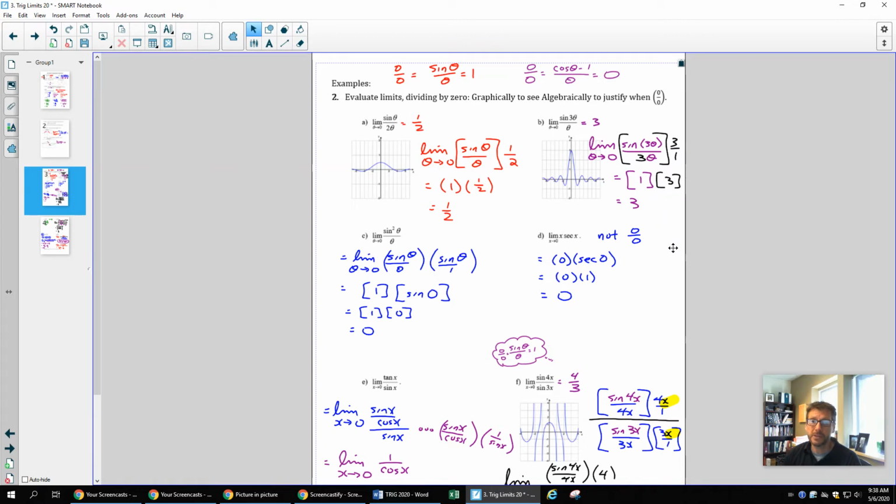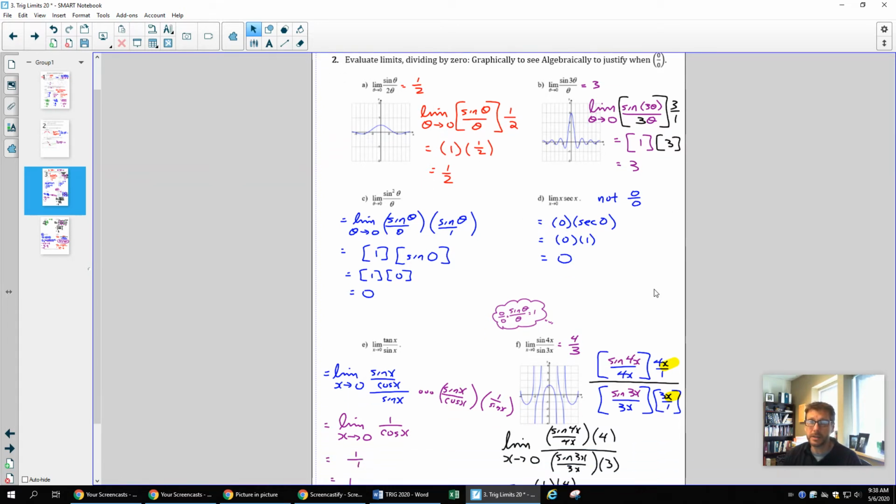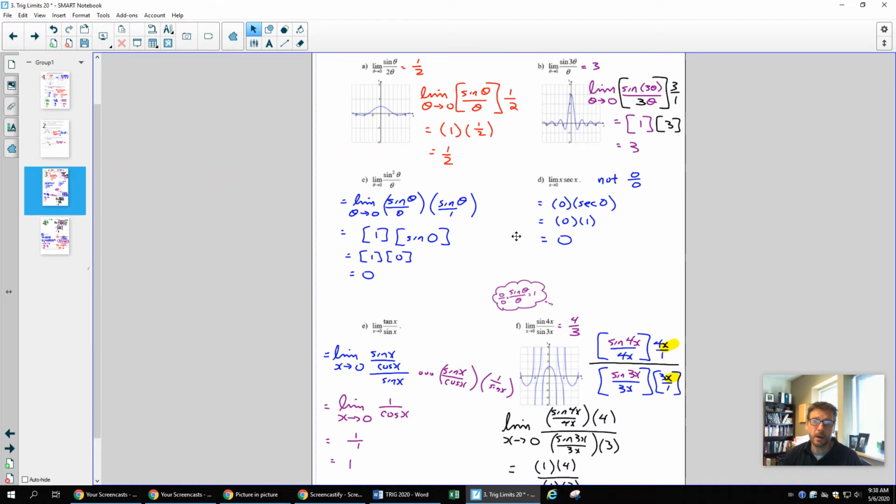So if you ever have a situation where you have horizontal stretches, you've got to put things into the expression. Where you have vertical stretches, you can factor things out. And then a lot of the other examples that you're going to see are all about just some algebra skills. So for C, sine squared is sine theta times sine theta. Theta on the bottom is theta times 1. So here's your sine theta over theta, which is the one expression.